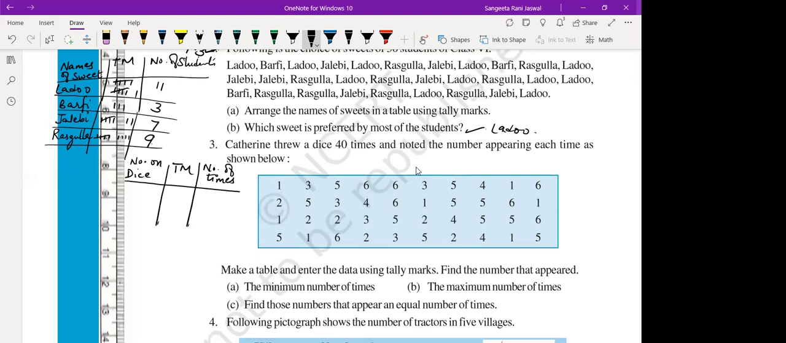So, suppose Catherine threw the dice, she got 2. How many times she got 2? How many times she got 3? How many times she got 1? Whatever, that is the number of times. So, make a column now. Please organize the data. The number on the dice ranges from 1 to 6. We have 6 numbers on the dice, no?